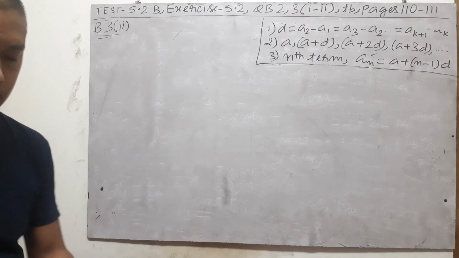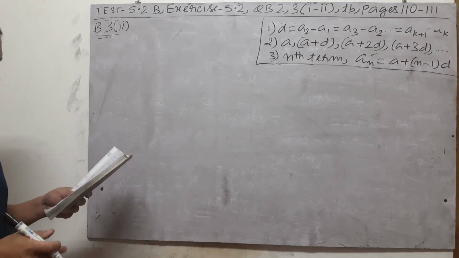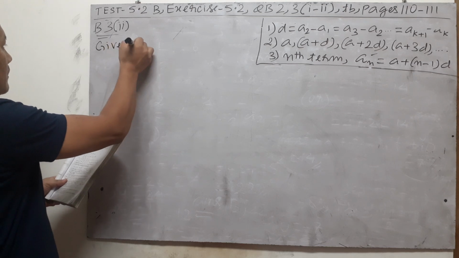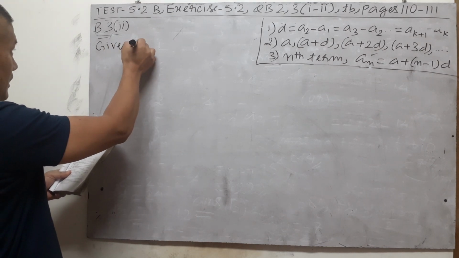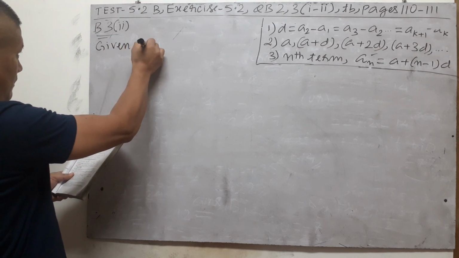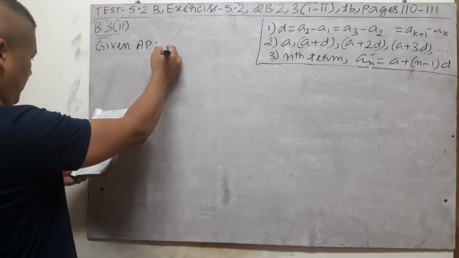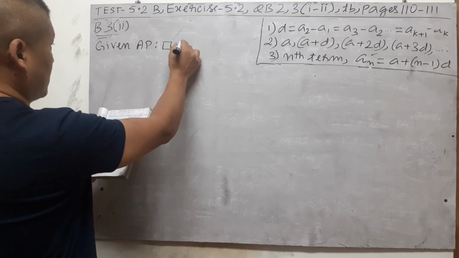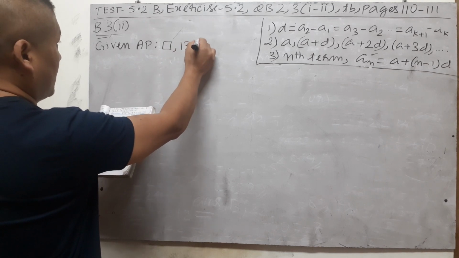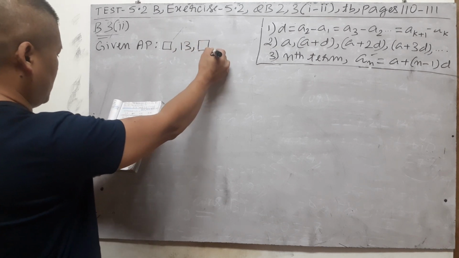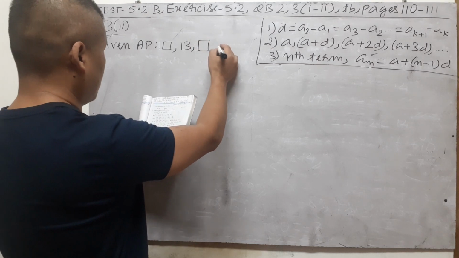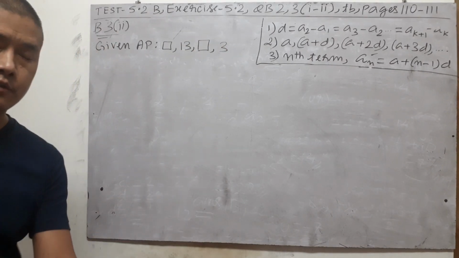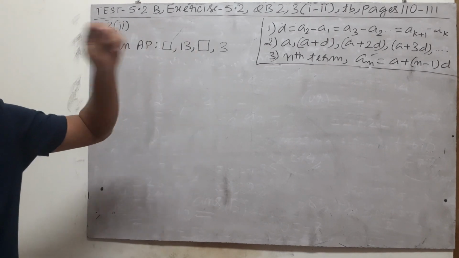Okay, so here the question under subheading 2 is given to us. Given AP: box, comma, second term A2, then A3 is box, unknown, that means a missing term, box means missing term, then A4. A1, A2, A3, A4. So A1 and A3 are the missing terms.